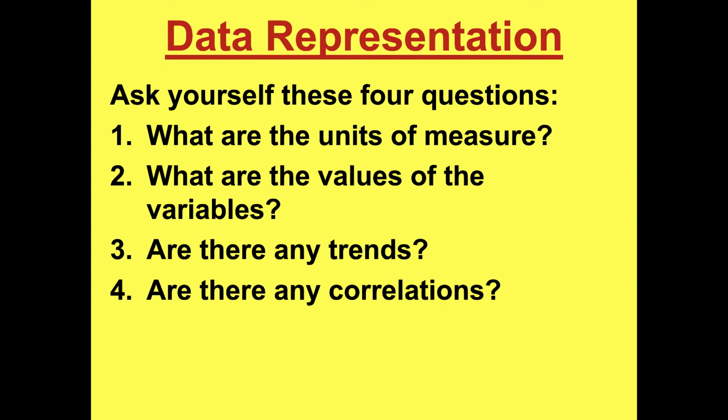What are the values of the variables? In other words, how are the variables expressed in terms of units, but also what are those values? Then you look at the data as a whole and see if there are any trends in the information. Is it consistently increasing? Is it consistently decreasing? When you double one factor, does that mean it doubles another factor?